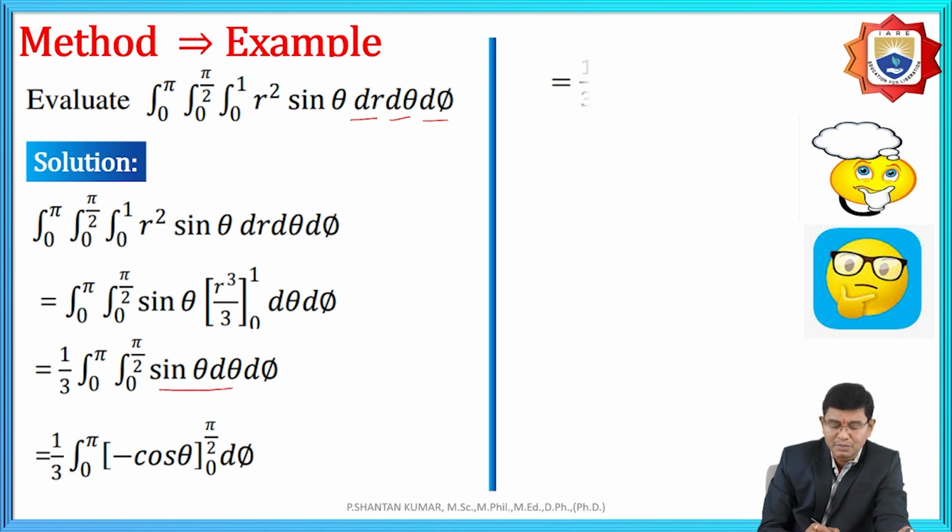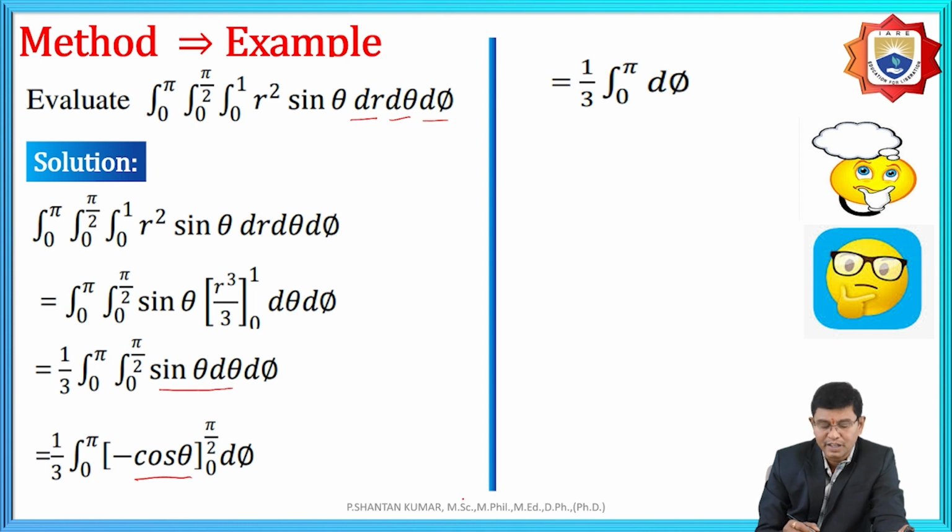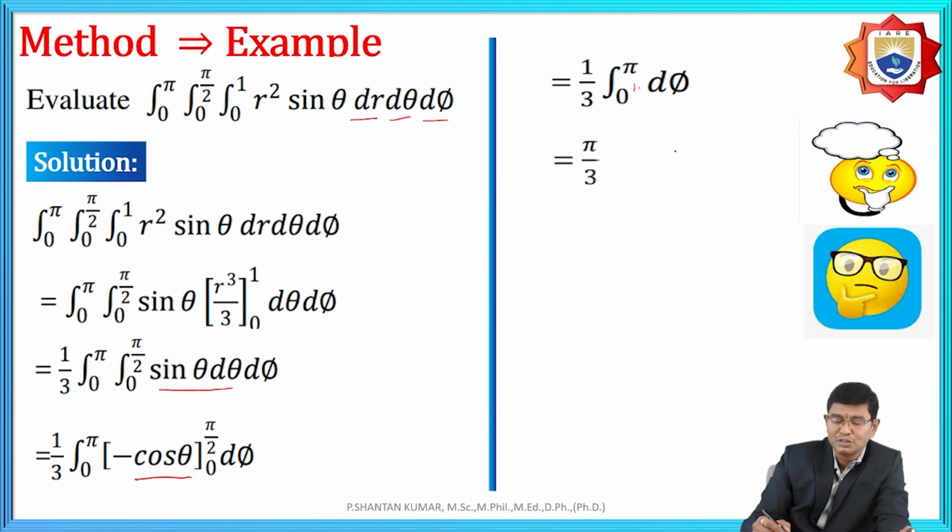After replacing the upper and lower limits one by one, the value will be 1 into d phi, because cos pi by 2 is 0. That means minus of 0 is 0 only. And for the lower limit, minus of minus cos 0, which is 1. Therefore, the value will be 1 into d phi. And again with respect to phi, the integral of 1 is phi, with upper limit pi and lower limit 0. The value will be pi by 3, which is the final solution.